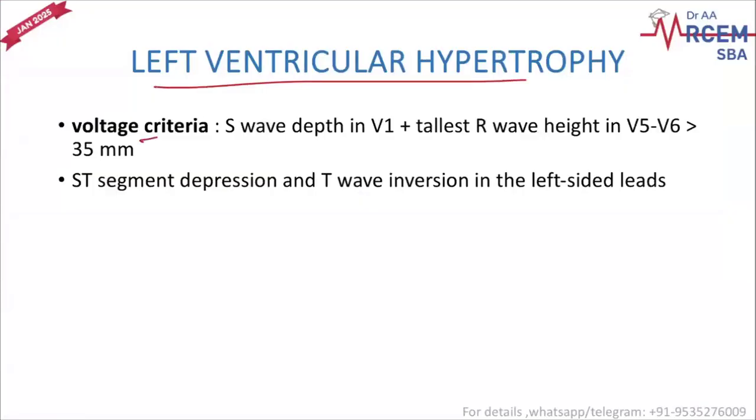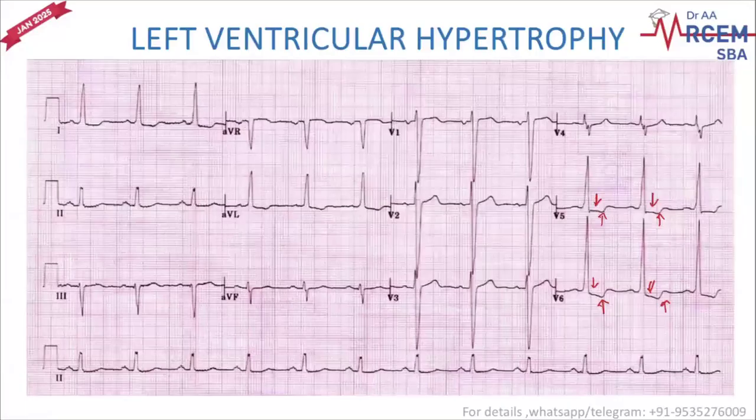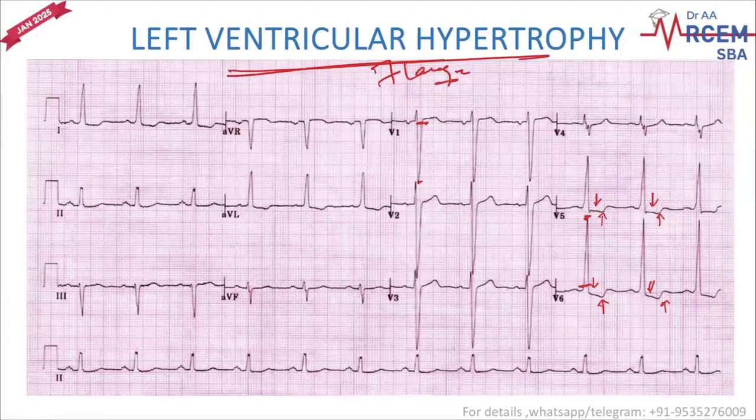So remember the voltage criteria. You take V1 plus V5 or V6, one of these leads, and add up. So the S wave of V1, that is the negative wave of V1, plus the positive wave of V6 or V5, whichever amplitude is more, added together. If it is more than 7 large boxes, then you can consider left ventricular hypertrophy. Along with that, usually there is ST segment depression with T wave inversion in V5 and V6 in left ventricular hypertrophy.